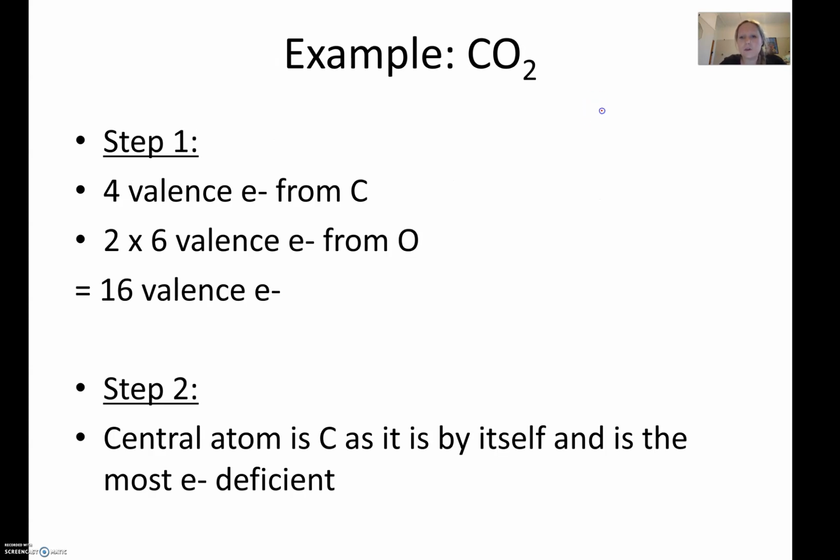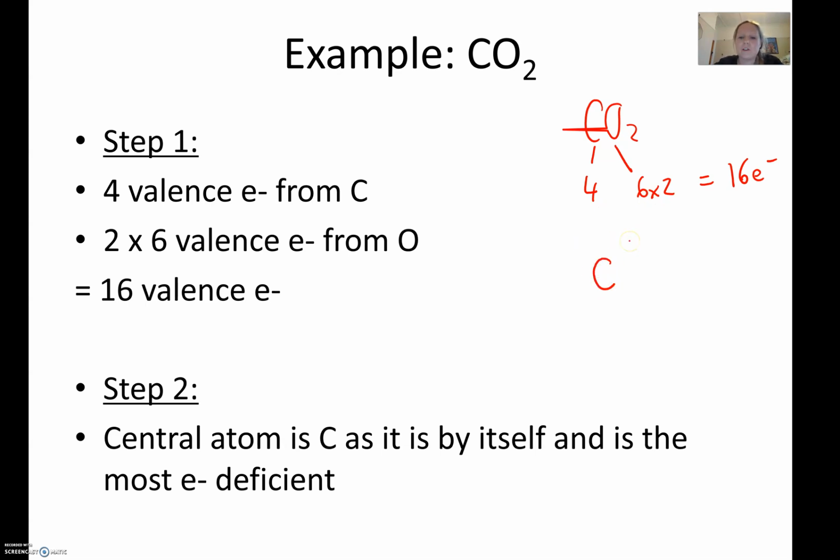So, CO2, let's just do this together. I don't know why that line's appeared, but we'll just carry on. Carbon, group 14, so 4 valence electrons. Oxygen, group 16, so 6 valence electrons. So this gives us a total of 16 electrons. Okay, central atom will be carbon, because carbon needs 4 electrons to become stable. Oxygen only needs 2 electrons to become stable, so carbon's the most electron deficient.